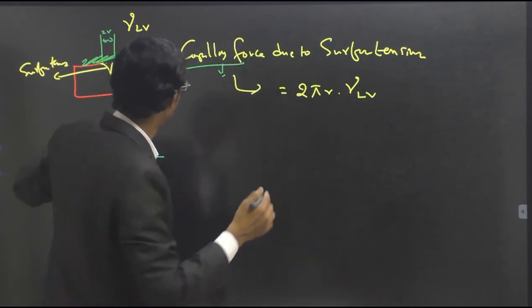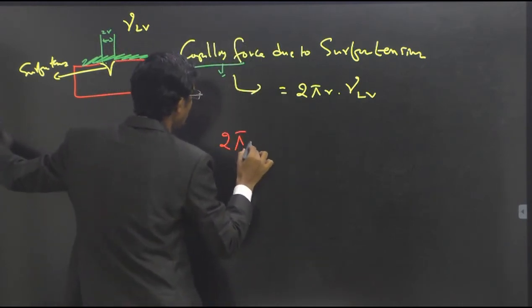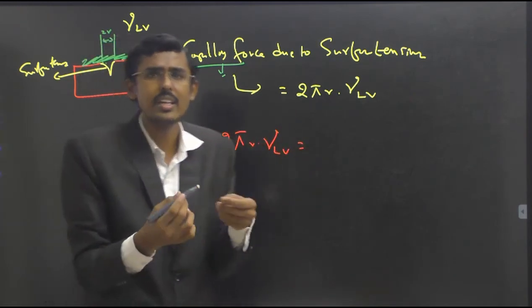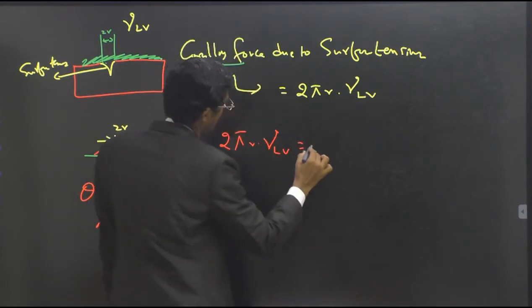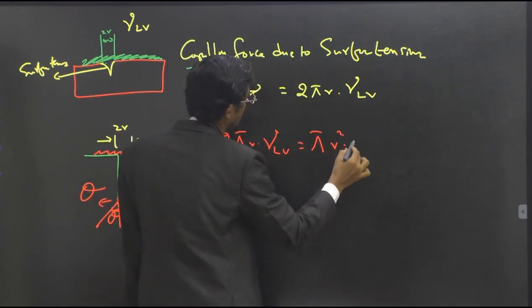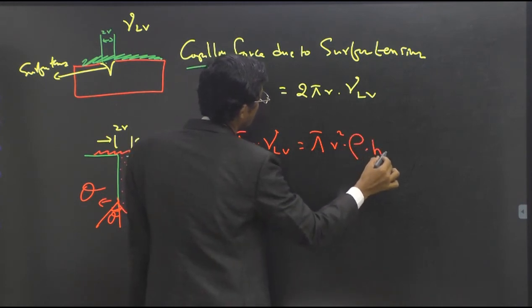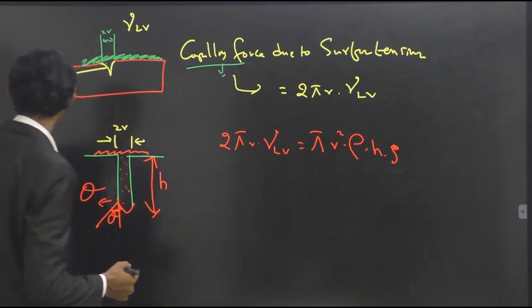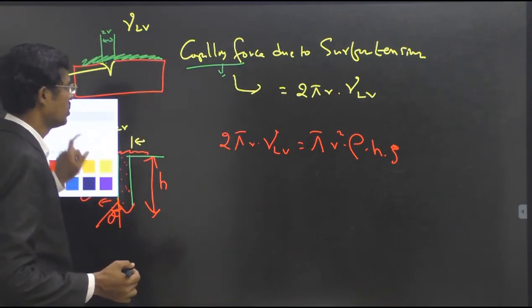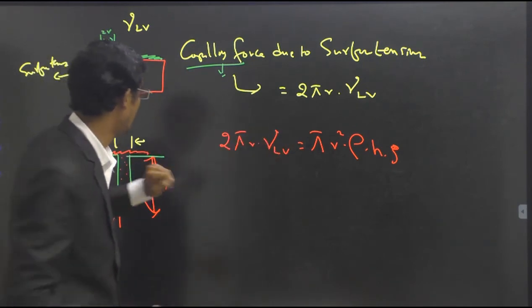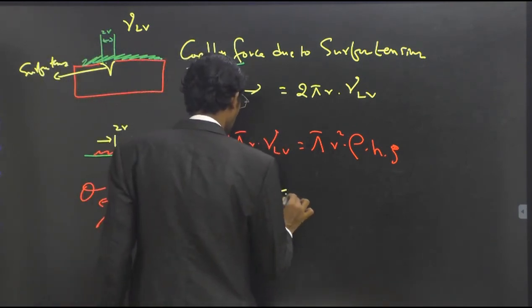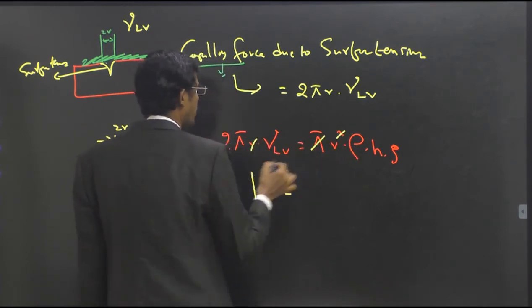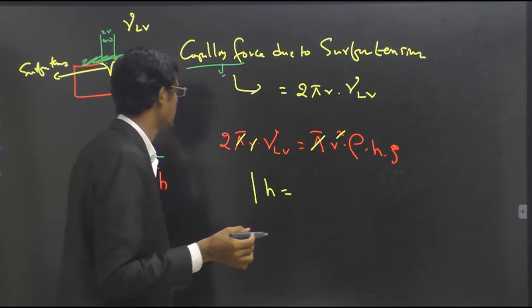Converting this, 2 pi r gamma LV cos theta is equal to pi r squared into density, the height and gravity. So I am calculating all these things. What happens now? We can convert to find the height separately. h is equal to, cancelling this r squared with this r, and this pi and this pi, all these things I am cancelling.